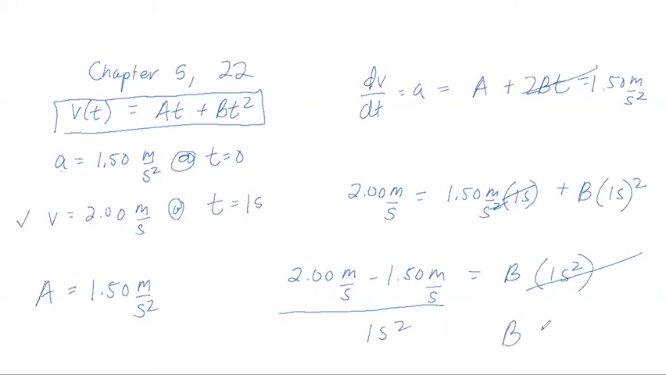B is going to equal 0.5 meters per second cubed. All right, so we've determined A and B and the units. B is going to be equal to 0.50 meters per second cubed. All right, let me pause, clear my board space, and continue.